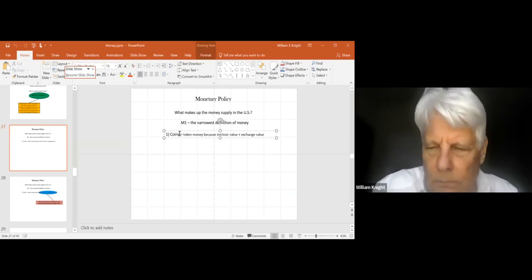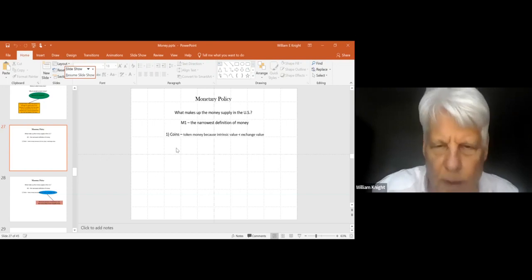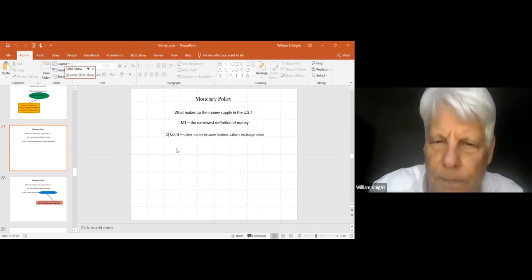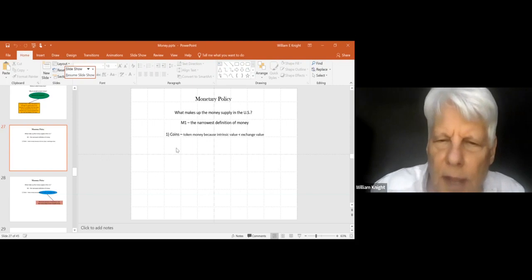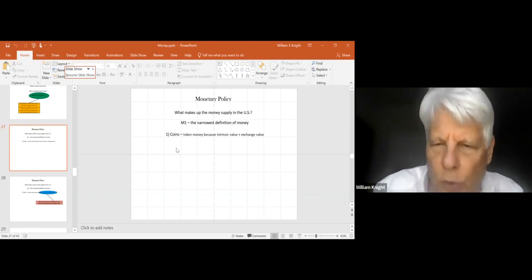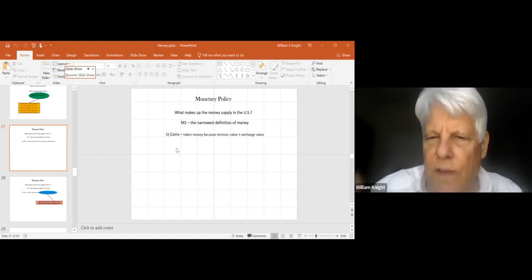And a basic component of M1 is coins. Coins. Dimes, nickels, quarters, pennies, etc. I know you know what a coin is. I apologize for that. I hope I didn't insult your intelligence. Now, coins are called token money. Why? Because their intrinsic value is less than their exchange value. They are called token money because their intrinsic value is the value of the materials out of which they are made.